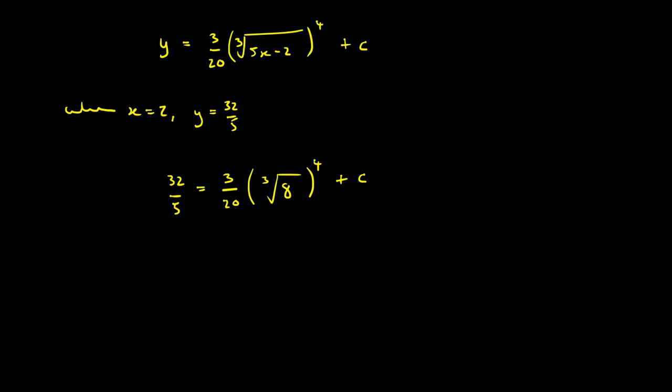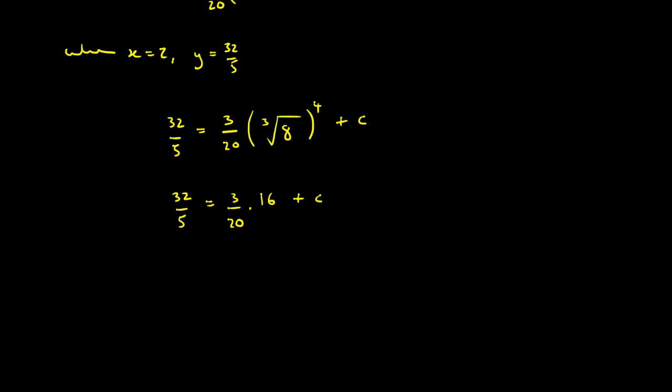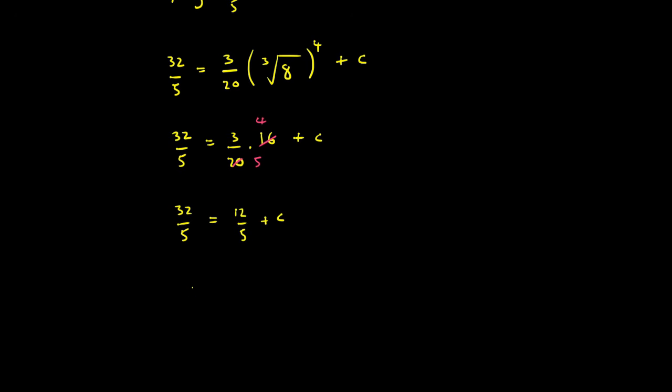So 32/5 is equal to 3/20. Now, what's the cube root of 8? The cube root of 8 is 2, and 2 to the power of 4 is 16, plus c. I think we can do a little bit of simplifying here. I'm going to divide top and bottom by 4, so that will be 4 and that will be 5. So 32/5 is equal to 12/5 plus c, and therefore c is equal to 32/5 minus 12/5, which is 20/5, which is equal to 4.